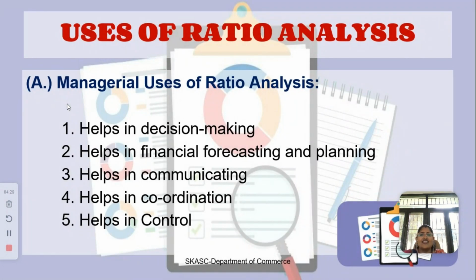Now, to understand the uses of ratio analysis. Yes, the most important use of ratio analysis is that the management uses it for decision making. Yes, so financial forecasting and planning is done. This is communicated to whom? To the investors, to the creditors, to the shareholders. Yes, how does it happen? There is a coordination with them. Yes, there is a control where each level is answerable to the other, and finally, the decision making processes happen.